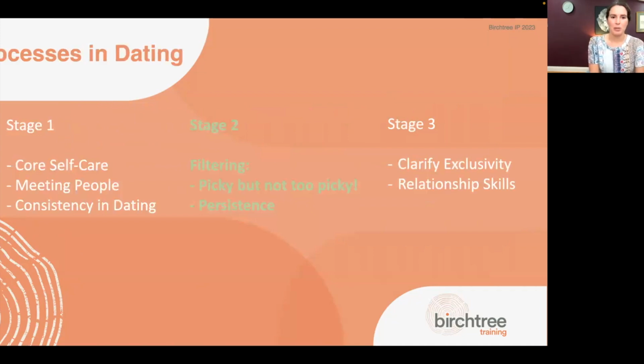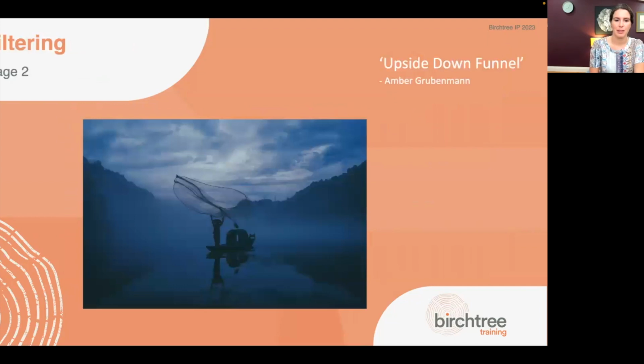Okay, stage 2 in the dating process. So say you've met some people, you've started to go on dates. How do we filter? How do we know those red and green flags? When we're meeting people at first, what we want to do is, like this picture, have a really wide net, and we want to at first catch as many fish as possible. And once you've actually caught the fish and can see what's there, then you want to start filtering.